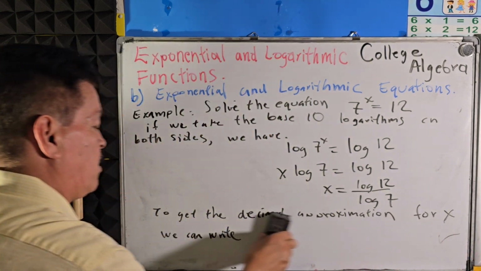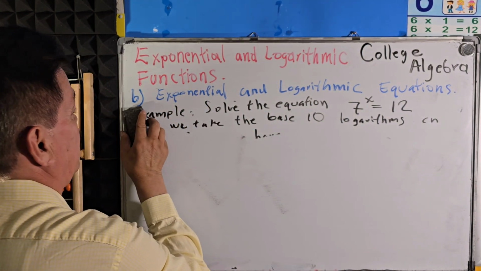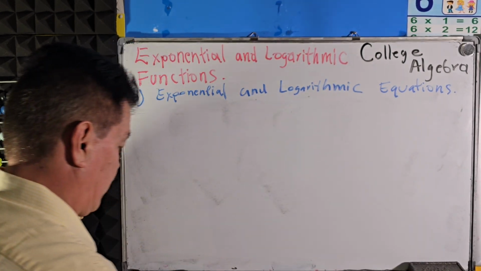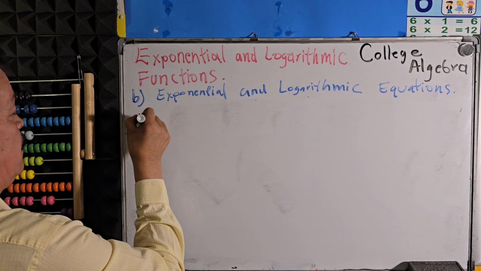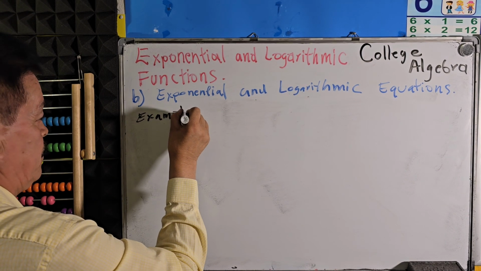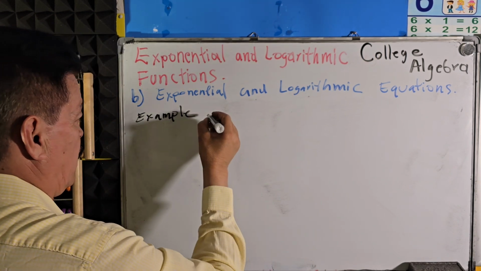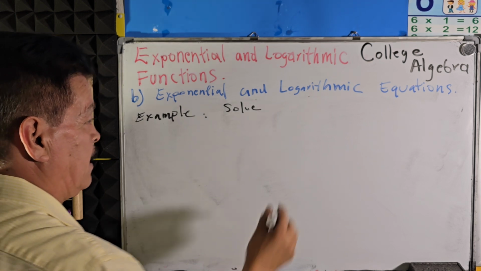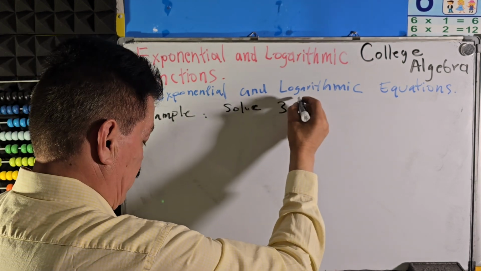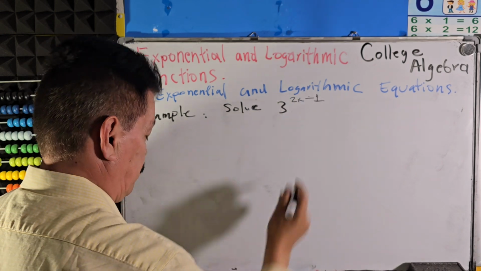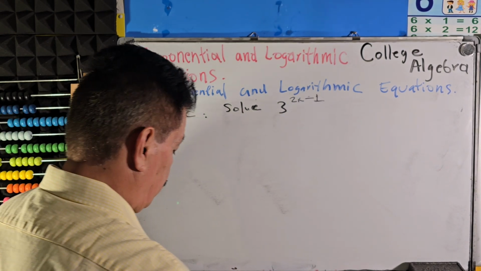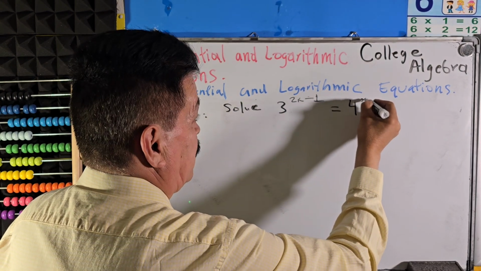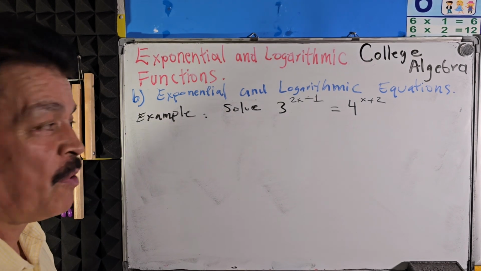Let me show you another problem. It is very simple here. So example. It's another problem. Let's write, solve 3 to the 2x minus 1 equals 4 to the x plus 2. So that's it. That's our problem right there.